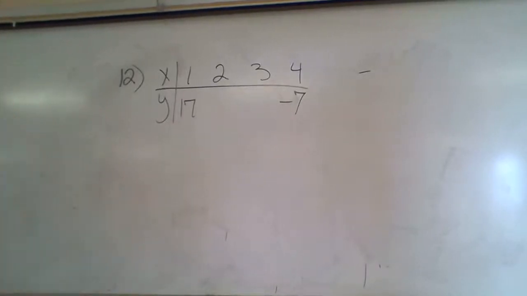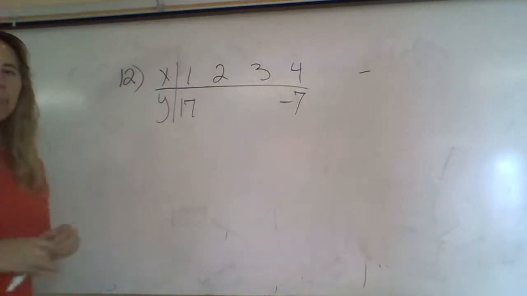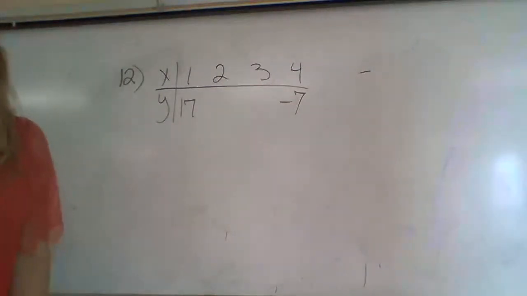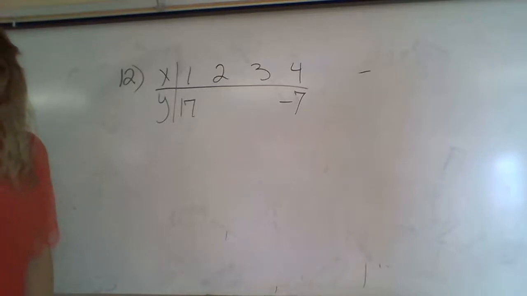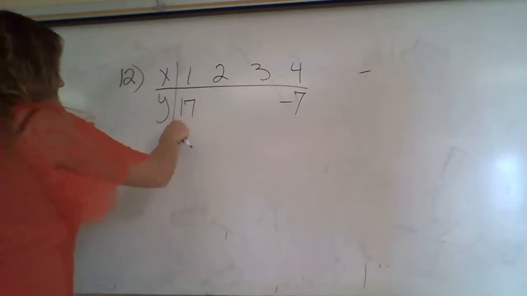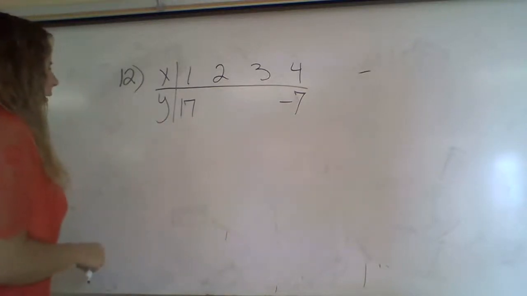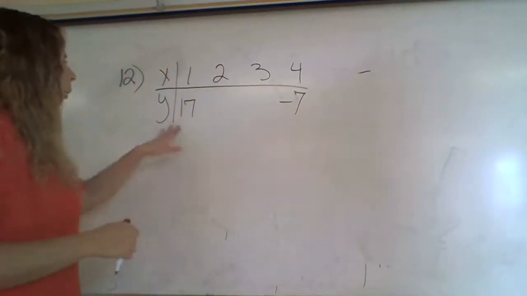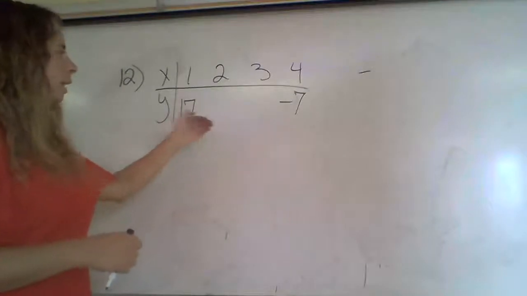Okay, we did this in quarter 1, but it says that they represent different arithmetic sequences. That means they are adding or subtracting by the same number each time. So we have to fill in the numbers and then write the explicit equation. So for this one, the first step is you want to figure out what this difference is, from 17 to -7.